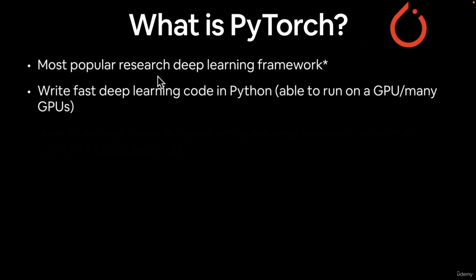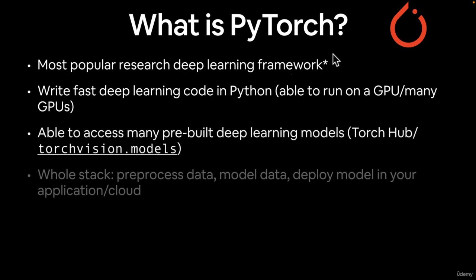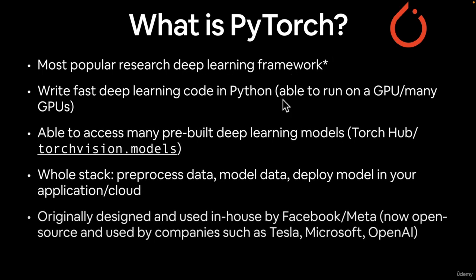PyTorch is the most popular research deep learning framework. An asterisk to that, I'll get to that in a second. It allows you to write fast deep learning code in Python. So if you know Python, it's a very user-friendly programming language, and PyTorch allows us to write state-of-the-art deep learning code accelerated by GPUs with Python.